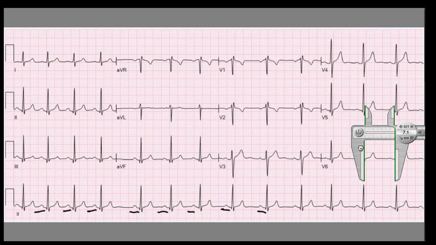And let's see if the final criteria is fulfilled or not. This is lead 1, and yes, P waves are positive. Hard to visualize, but yes, these are P waves. This is lead 2, and P waves are positive here again. So this ECG is also a normal sinus rhythm.